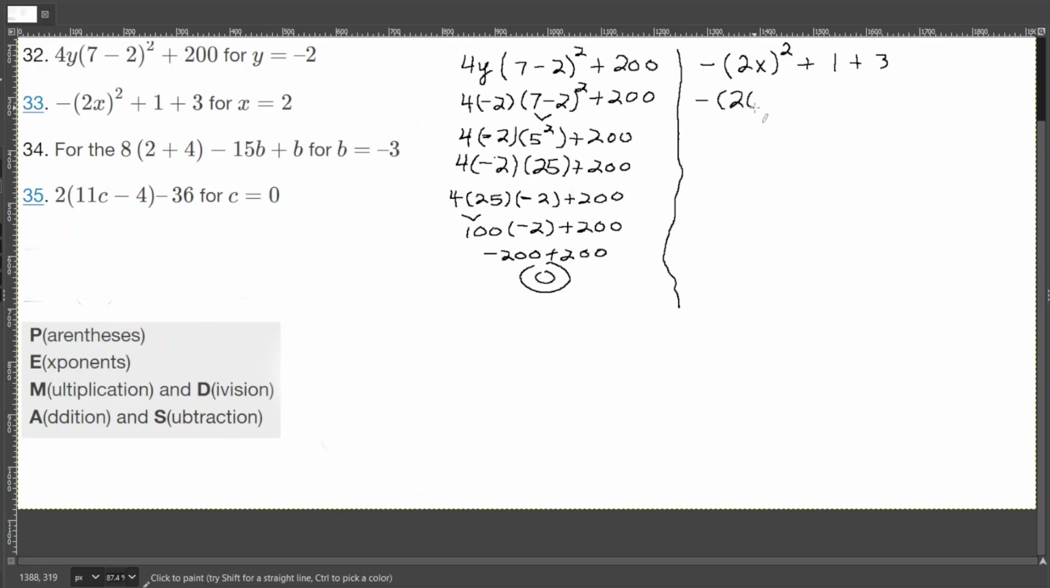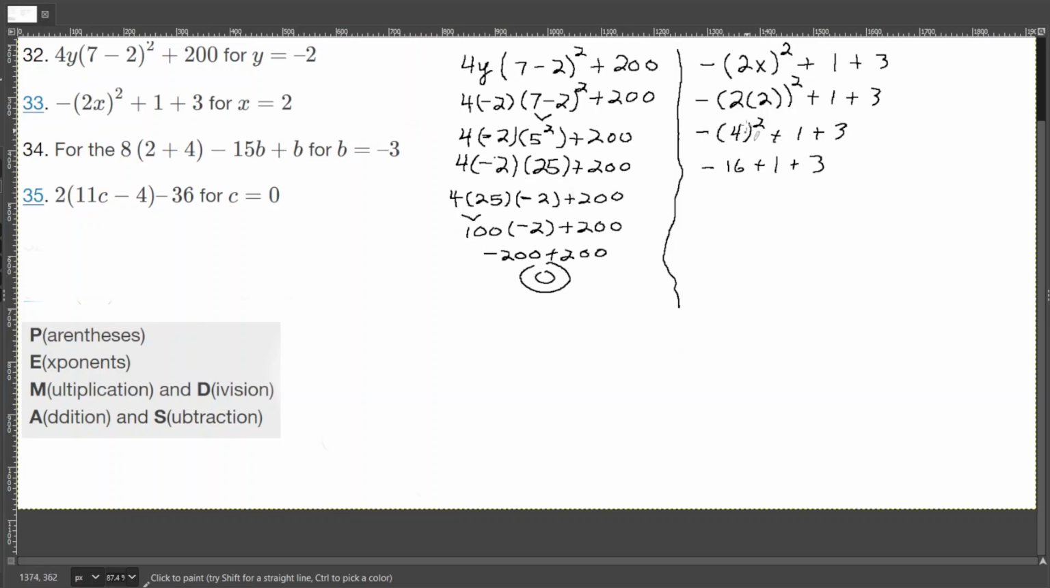So we have 2 times 2, everything squared, plus 1 plus 3. All right. So here we got to do the parentheses first, right? We have a multiply. So that'll be 2 times 2 is 4. That'll be squared, plus 1 plus 3. All right, so now I'm trying to think about this one, okay? So we have the negative outside. I believe this will just be 4 squared, so that's going to be negative 16 plus 1 plus 3.